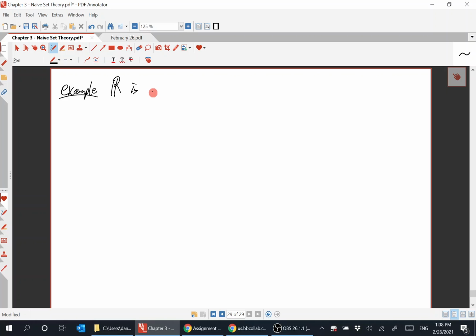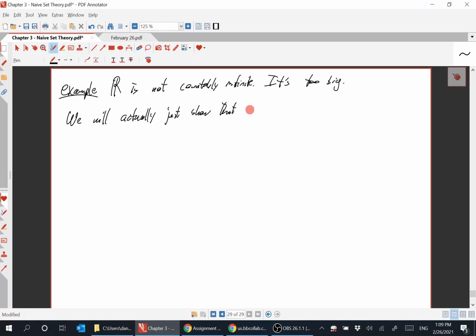So R is not countably infinite. It's too big. Again, with infinity, weird things start happening. And R is simply too big to be countable. We'll show that the set of all x in the interval from 0 to 1, 0 < x < 1, is too big to be countable.